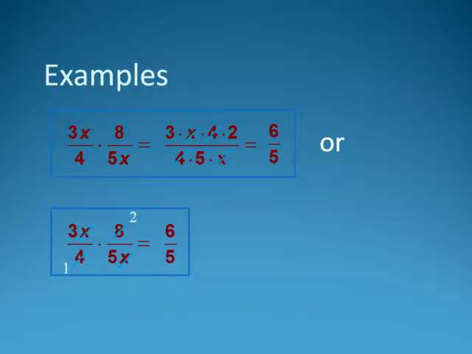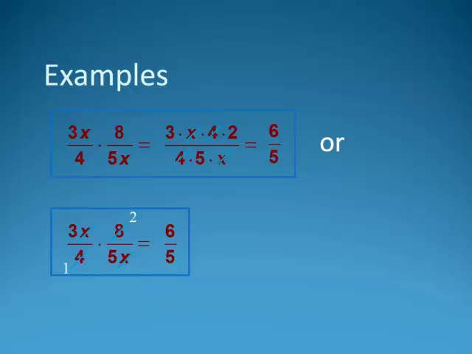So let's look at some more examples. We're going to throw a variable in there as well, which is just a letter that represents a number. And all of the same fraction rules will apply to those as well. Let's say you were doing 3x divided by 4 times 8 divided by 5x.